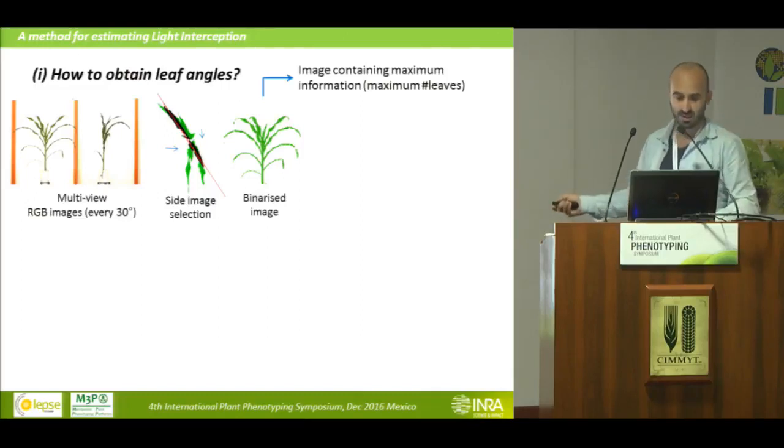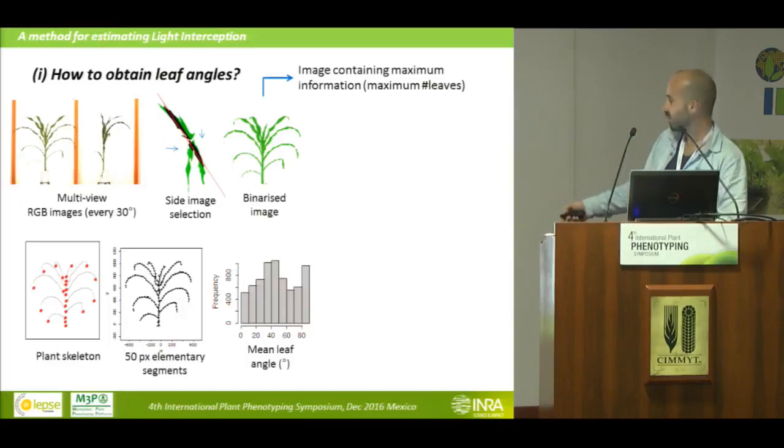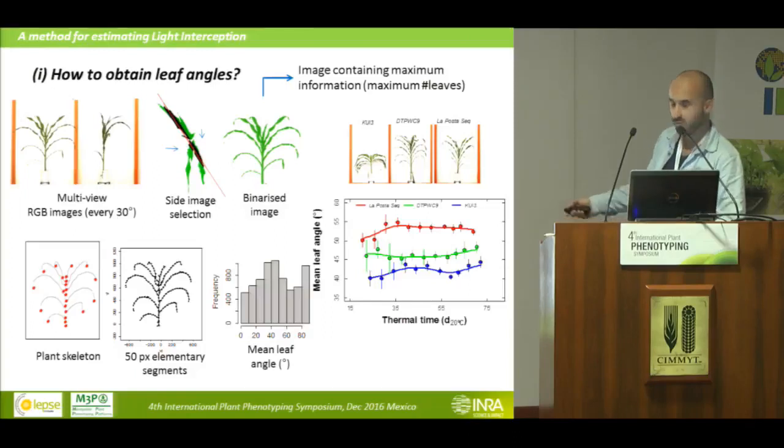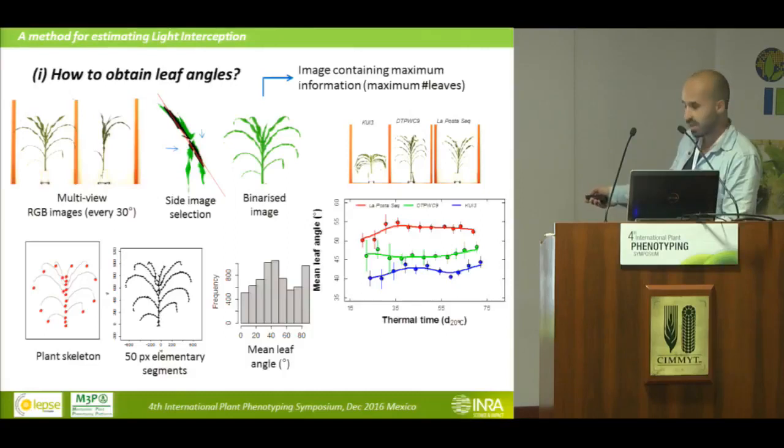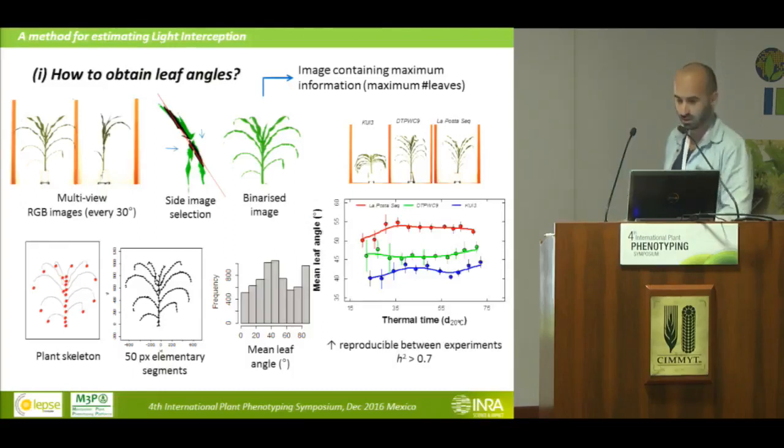That image was segmented. We extracted the plant skeleton. We divided this skeleton in elementary segments. And then we computed the mean angle for this plant. And this method proved useful for comparing maize lines. In that case, we are comparing a floppy leaf maize line that shows an average leaf angle of about 42 degrees, compared with this one with erect leaves that shows an average leaf angle over time of about 55 degrees. And what is interesting is that these leaf angles were reproducible between experiments, with a high heritability.